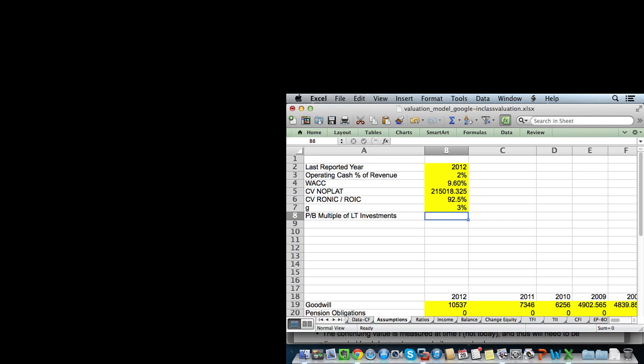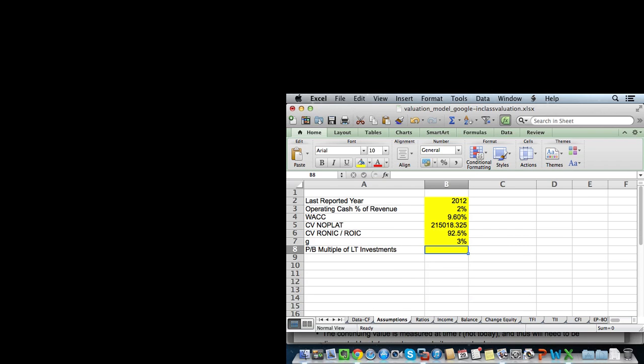I'm going to make it a yellow cell, and I'm going to start it out with a value of 1. And what this does is that PB is price to book multiple. It allows me to put in a multiplier for the value of the long-term investments if they're worth more than what the company has them recorded on the books.